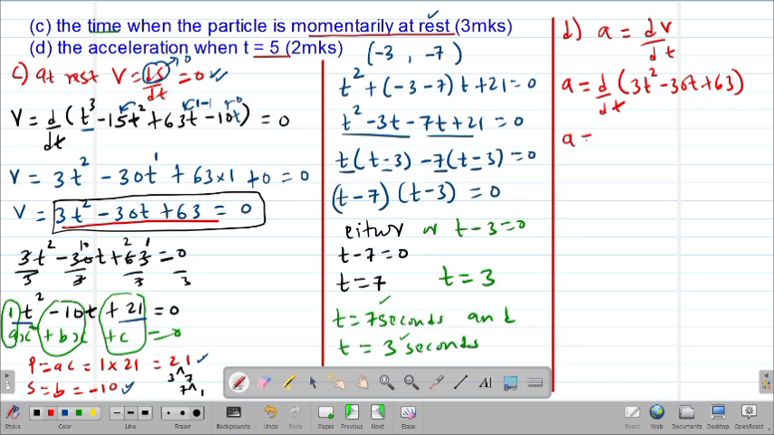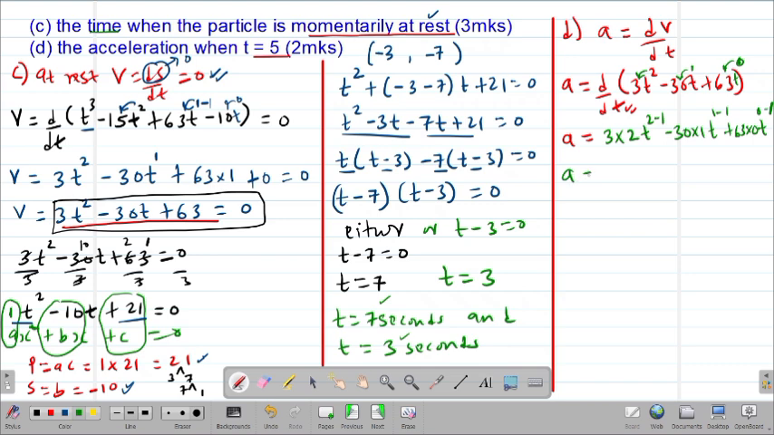So to get a, we are simply going to differentiate, since we are dividing with the dt. So we differentiate this equation. The 2 will pre-multiply the coefficient, so we'll have 3 by 2, then t power 2 minus 1, then this is power 1, this pre-multiplies the coefficient, minus 30 multiplied by 1, t power 1 minus 1. Then these are constant, so power 0. So you're going to have 63 times 0, t power 0 minus 1.